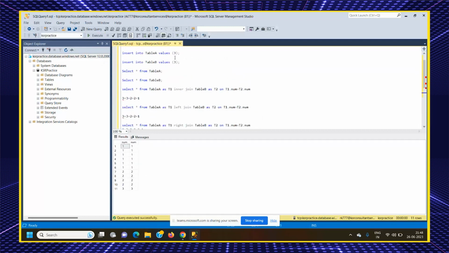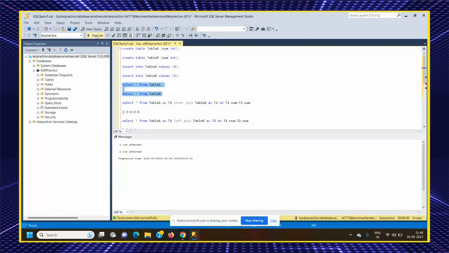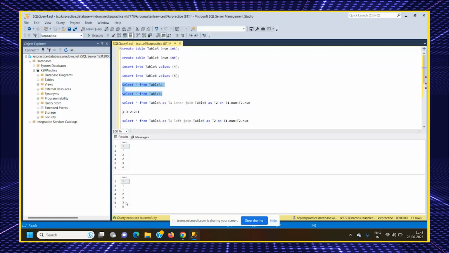So let's add a few more columns. We will add 4 here, and we will add a 5 here. So let's see how it looks like. With 4 and 5, we have added non-matching records, and let's also add a null. How does a null look like? So we will add 1 null here.